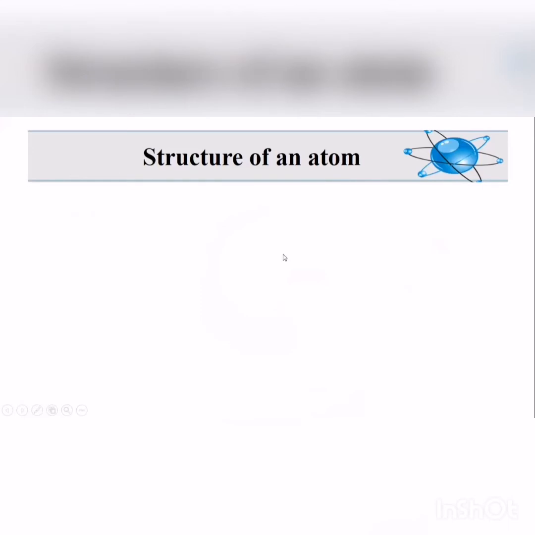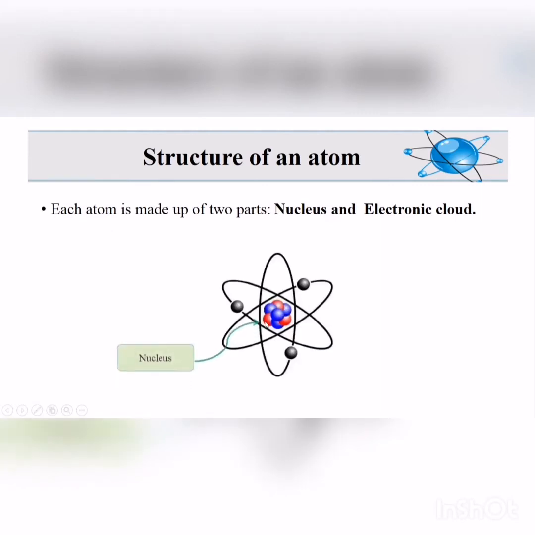Structure of an atom. Let us see the parts of the atom. Each atom is made up of two parts, nucleus and electronic cloud. The nucleus is the central part of the atom, and the electronic cloud is the orbits around the nucleus where electrons can be found.